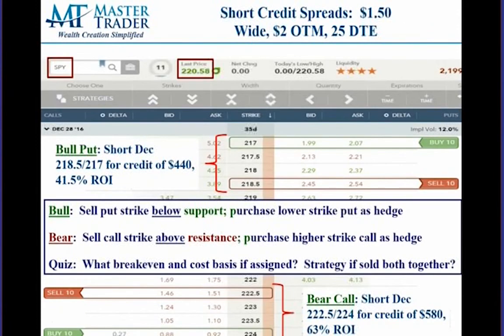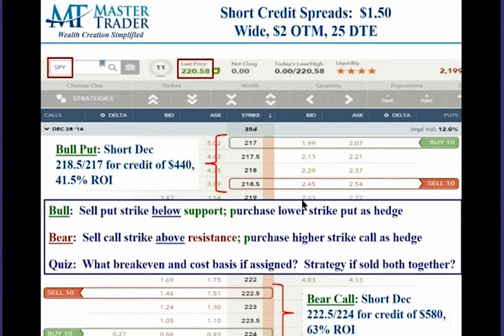Let me show you a quick example, show you how to calculate the ROI, and we're getting close to wrapping up here. So SPY here, this is when it was trading at $220.58. So as the title of this slide says, let's do 2 short credit spreads, $1.50 wide, $2 out of the money, and that means cushion, if you will. All I'm doing when I sell credit spreads is I'm looking at the chart and saying, I don't think it's going above this number. So it can go sideways, it can chop around, it can go the other direction. I don't care what you do, just don't go this direction.